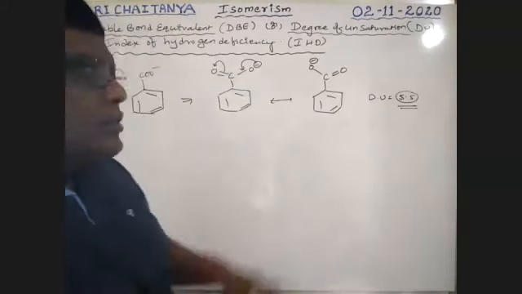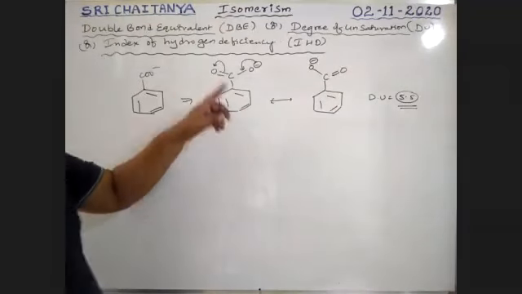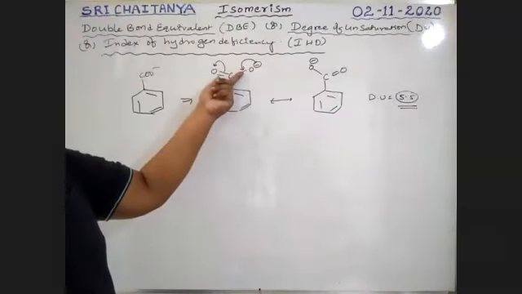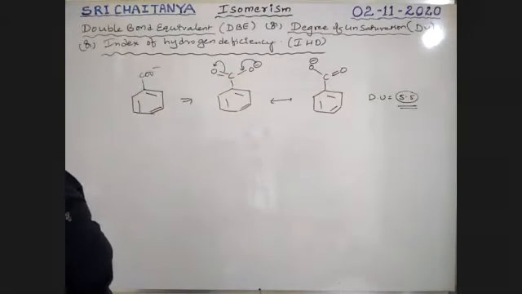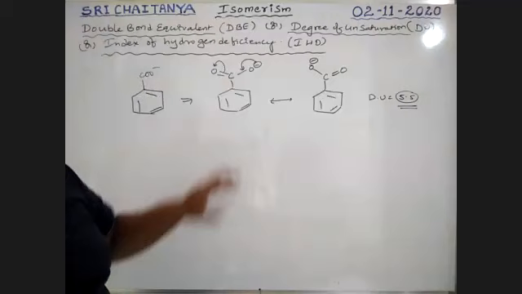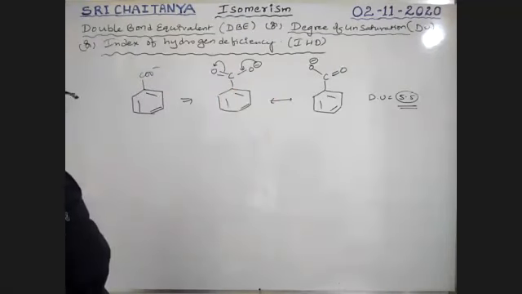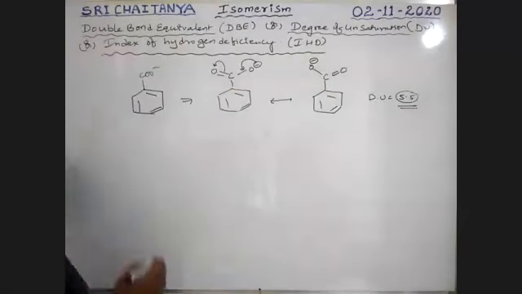Very, very important. Because of resonance, these 2 pi bonds are not considered as 2 pi bonds. It is taken as 1 plus half, 1 and a half. Therefore, 4 plus 1 and a half, 5.5. Next, see here.